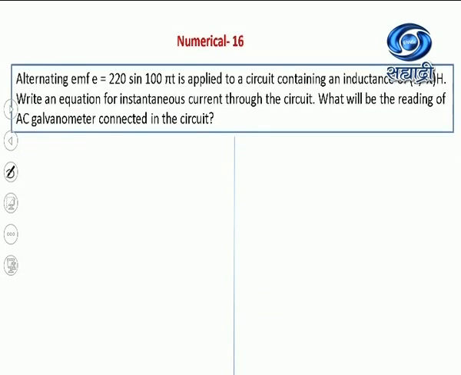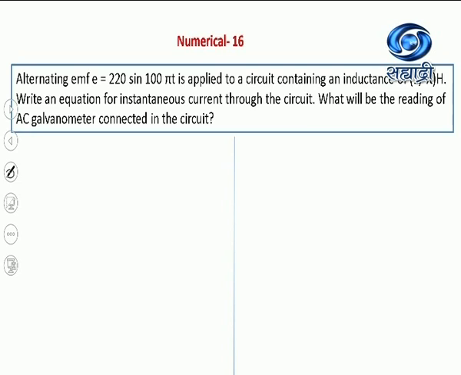Now the problem number 16 statement is: an alternating EMF E equal to 220 sine 100 pi t is applied to an inductor of inductance 1 upon pi Henry. Write an equation for the instantaneous current through the circuit. What will be the reading of an AC galvanometer connected in the circuit?